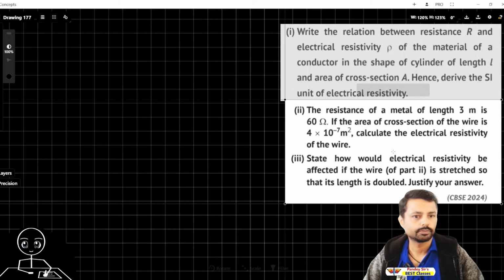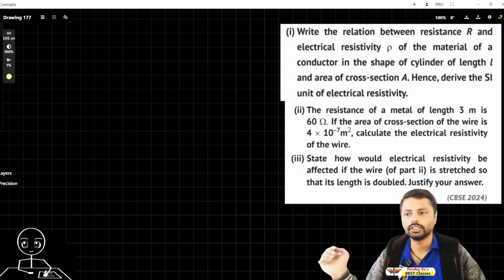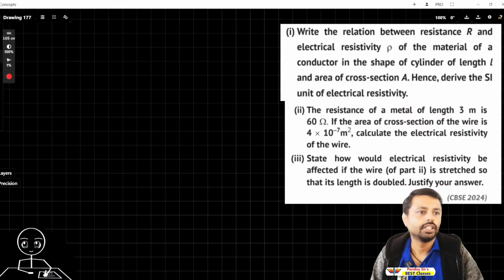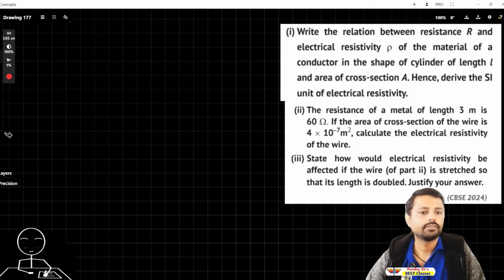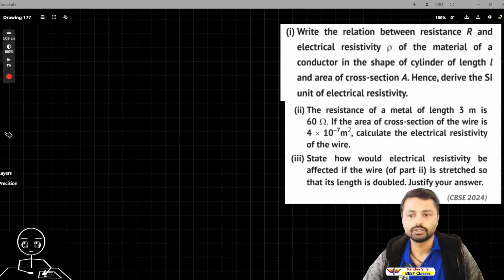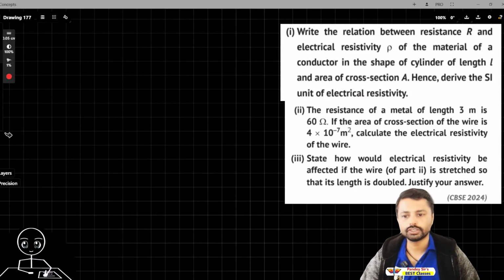So try this one. First, in this question, they are asking for a relation between resistance and electrical resistivity of the material of a conductor in the shape of a cylinder with resistance R, length L, and area of cross section A. Hence, derive the SI unit of electrical resistivity. So last year they asked. So I am going to solve it, because generally it can be somewhat difficult.